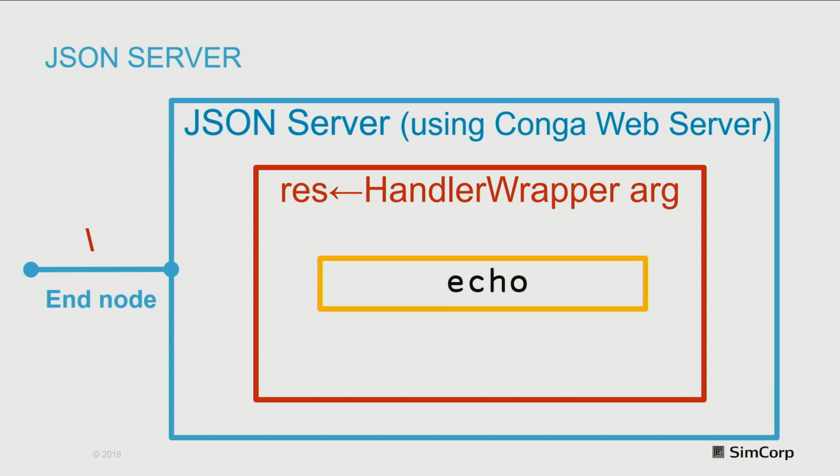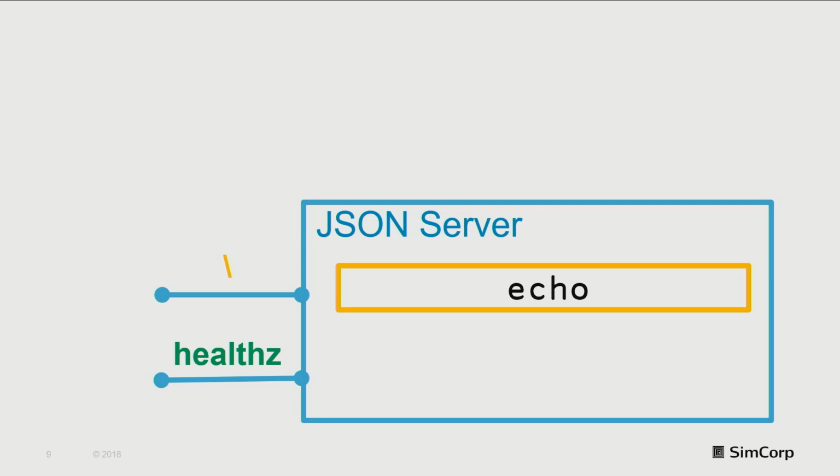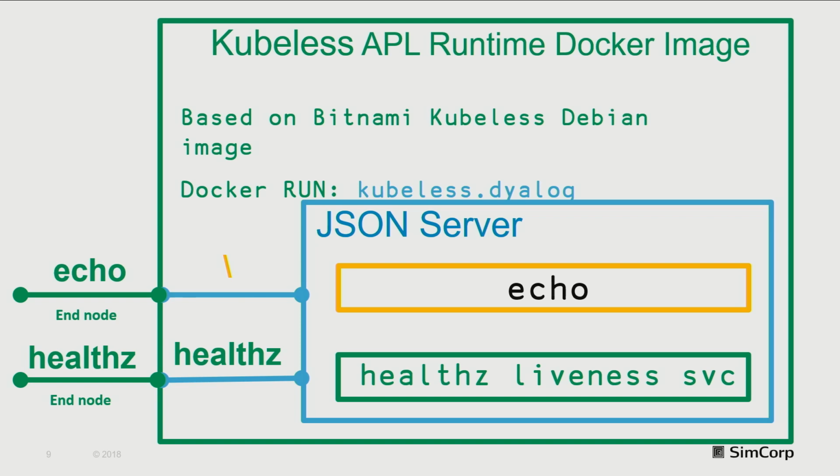So let's go a little bit more in this abstraction. Next thing is, I'm coming back to this JSON server, and in this JSON server we have this echo APL function, which is running there, but we now have to make a runtime in which APL can run in this Kubeless serverless platform. And that was the main task of this exercise, how to make the runtime.